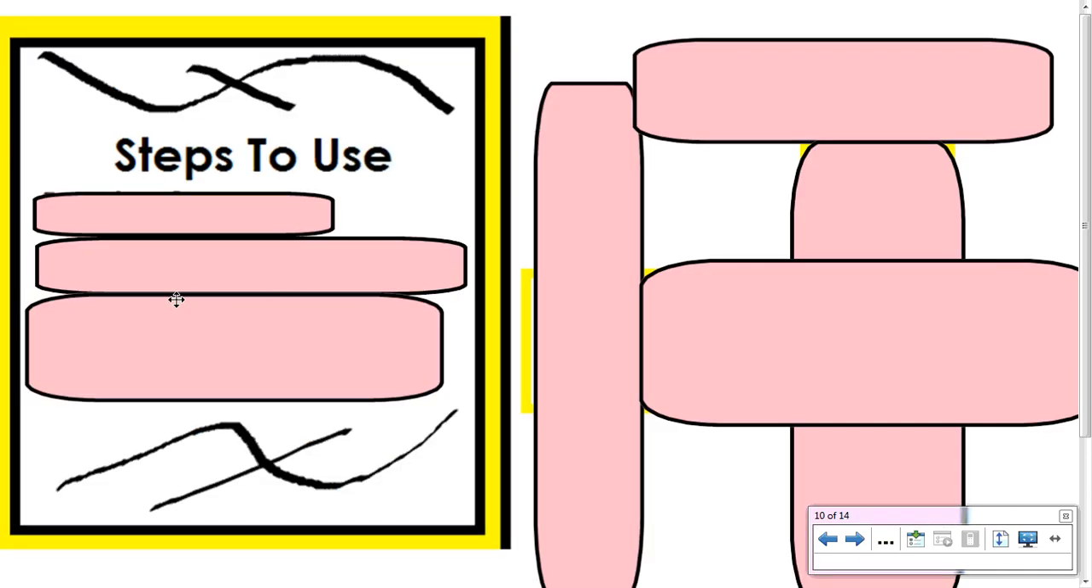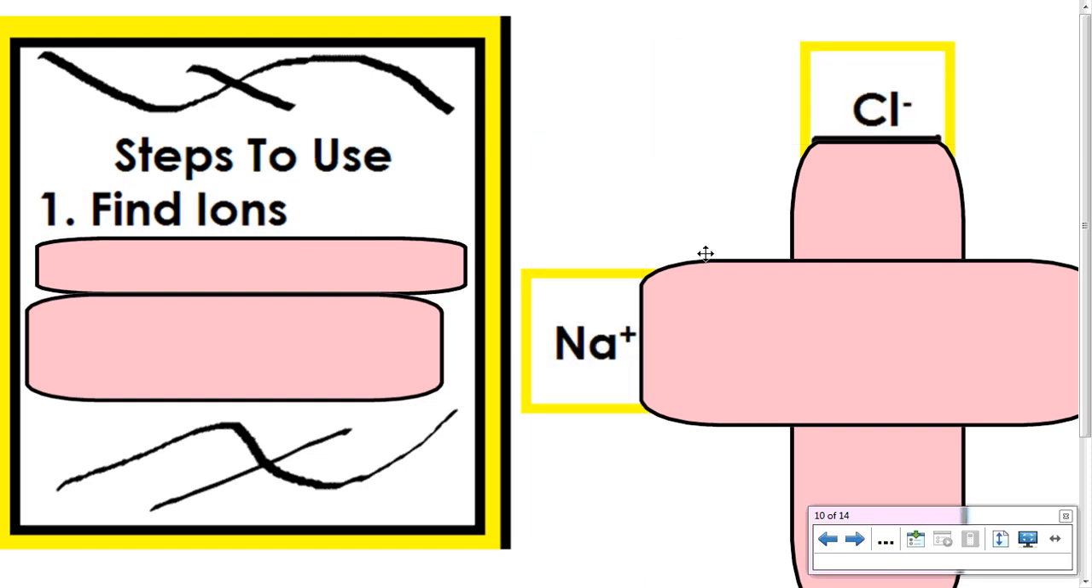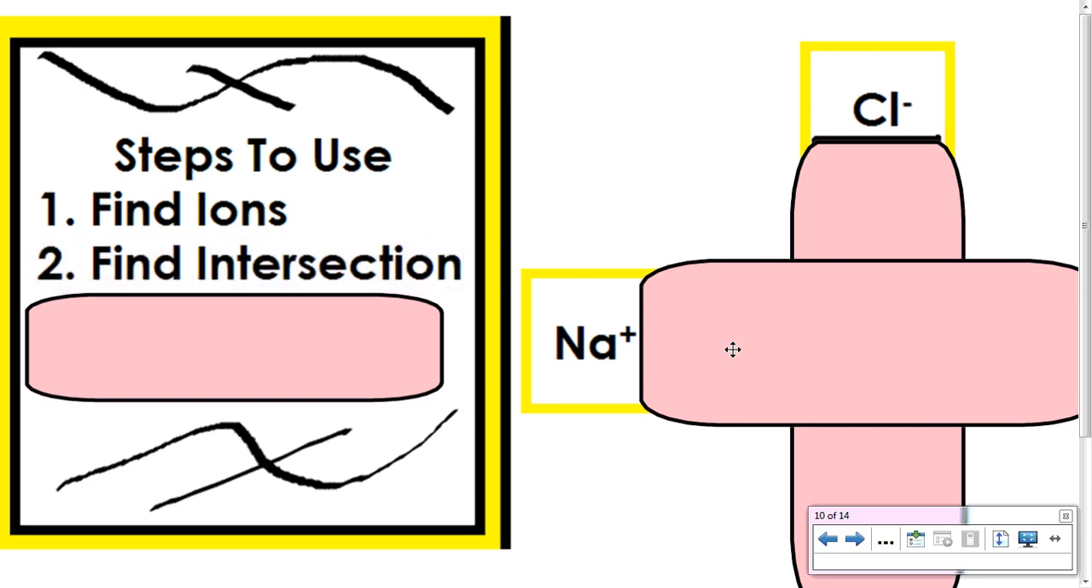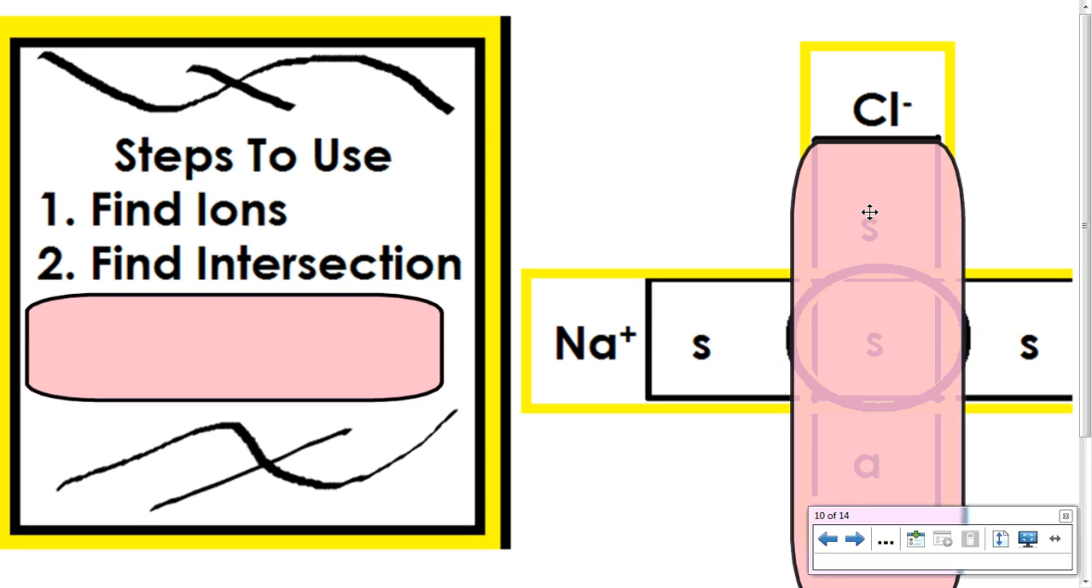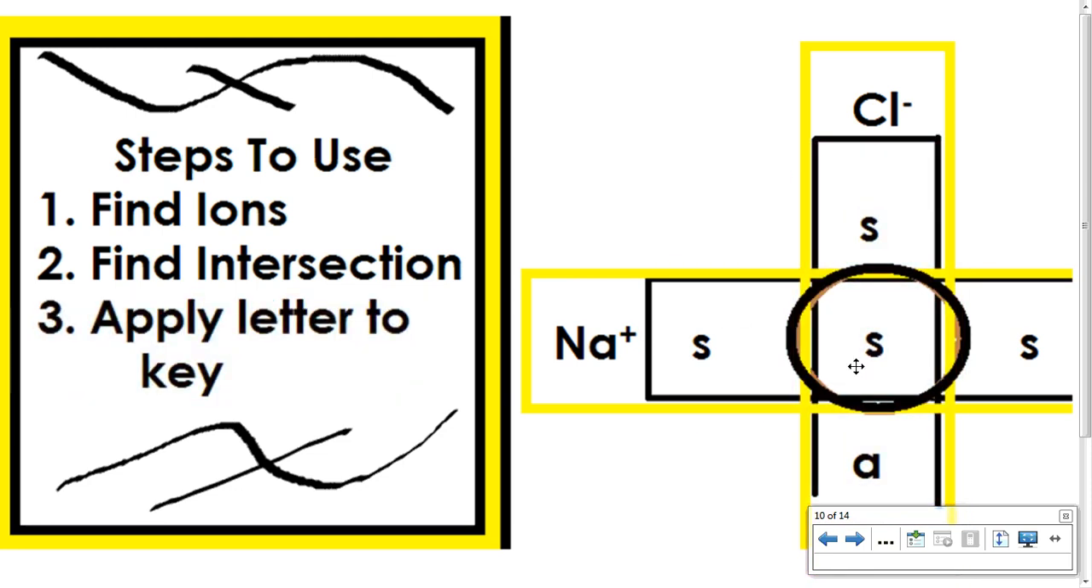Now, how to use it. The first thing you're going to do is find your cation and anion. So here are my cation and anion, sodium and chlorine. Then you're going to find where they intersect. And that means right here. And then you're going to apply the letter to the key. The S here stands for soluble. So sodium chloride is soluble.